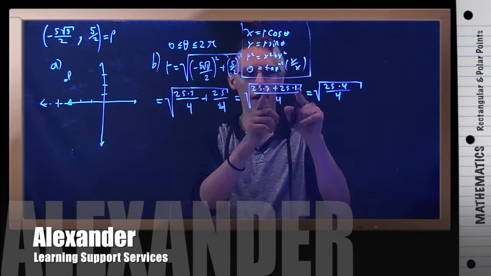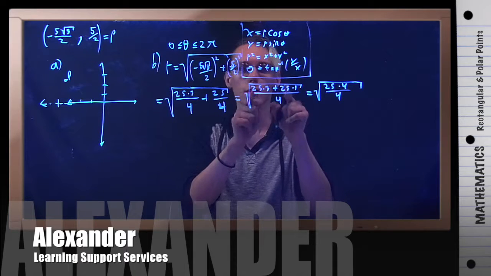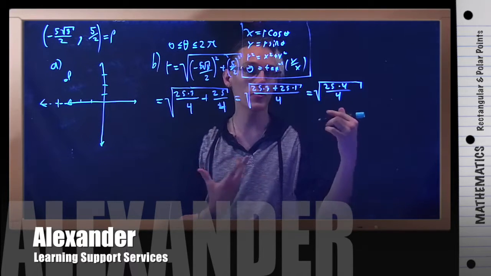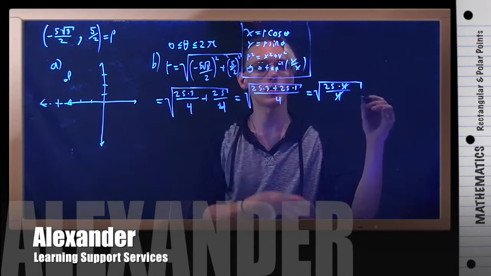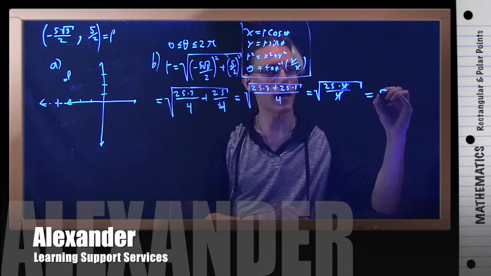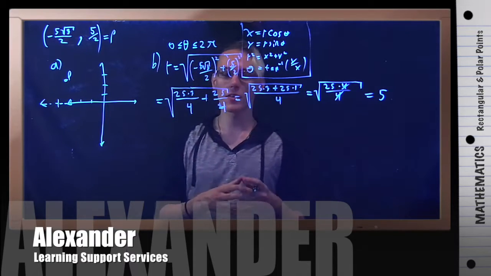They're like terms, so I add the things that are like. You could think of this as 3x and 1x gives me 4x. But now what's cool about this is these 4's just cancel off, and so I'm just left with the square root of 25, or in other words, 5. So I know that my radius is going to be 5.